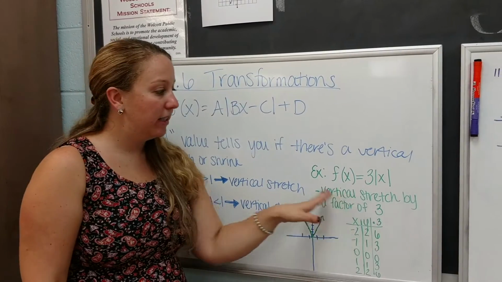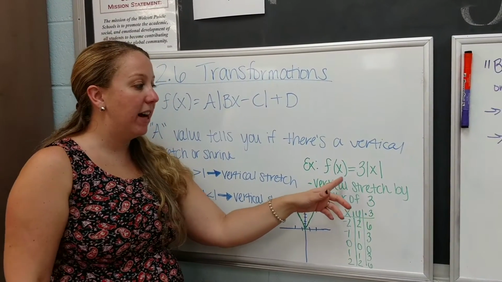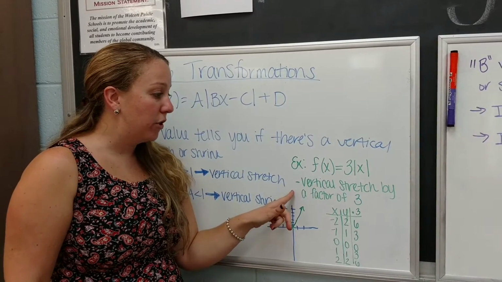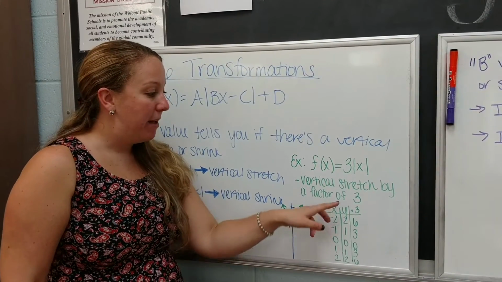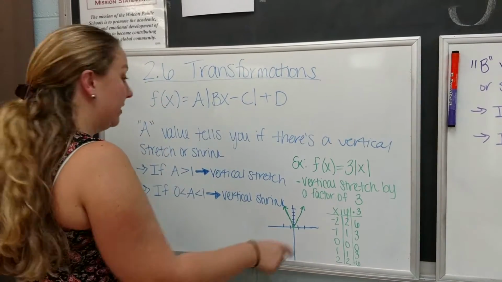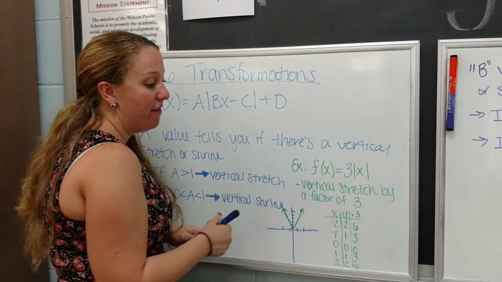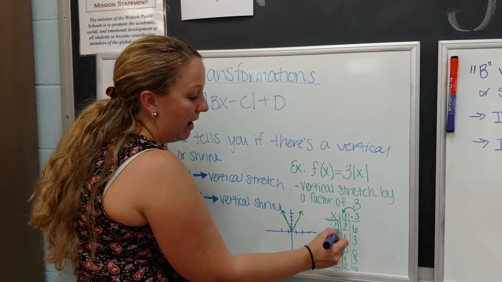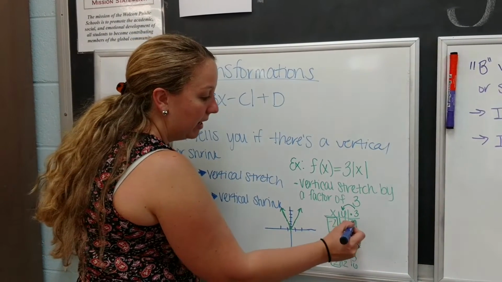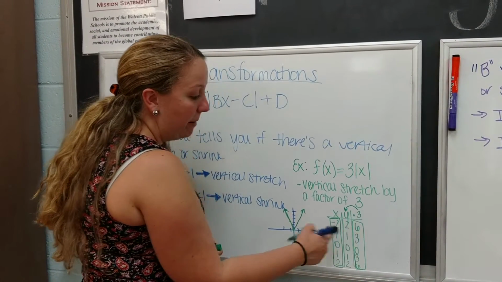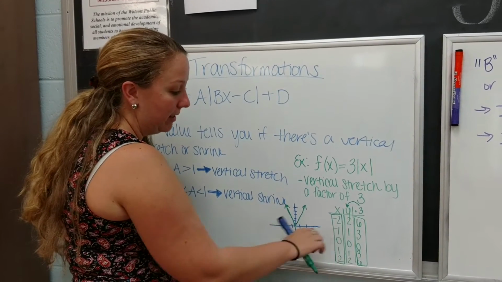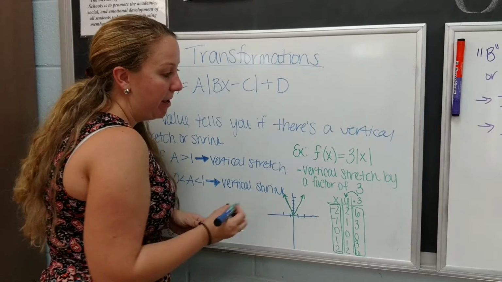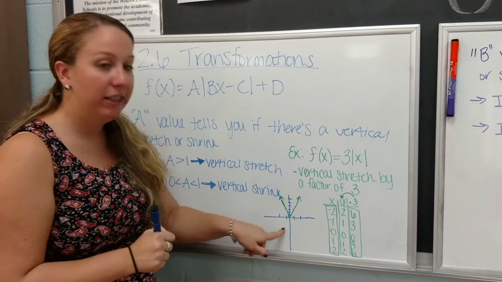And so here's a little example off to the side that says f of x equals 3 times the absolute value of x. So this is a vertical stretch by a factor of 3. I make my xy chart, and then since that 3 is on the outside, it's the a value, all your y's get multiplied by 3. So I have these points that I plot: (-2, 6), (-1, 3), (0, 0), (1, 3), and (2, 6), to make my absolute value graph look like that.